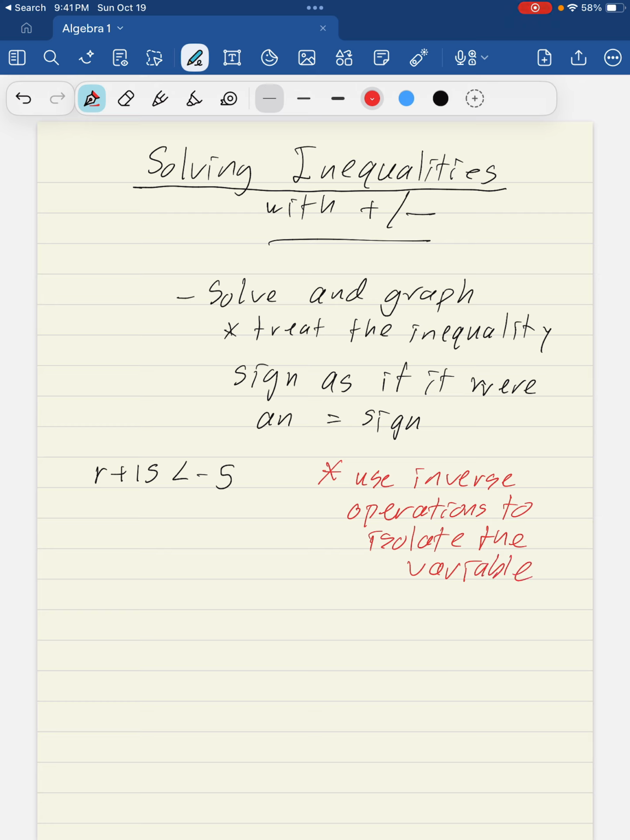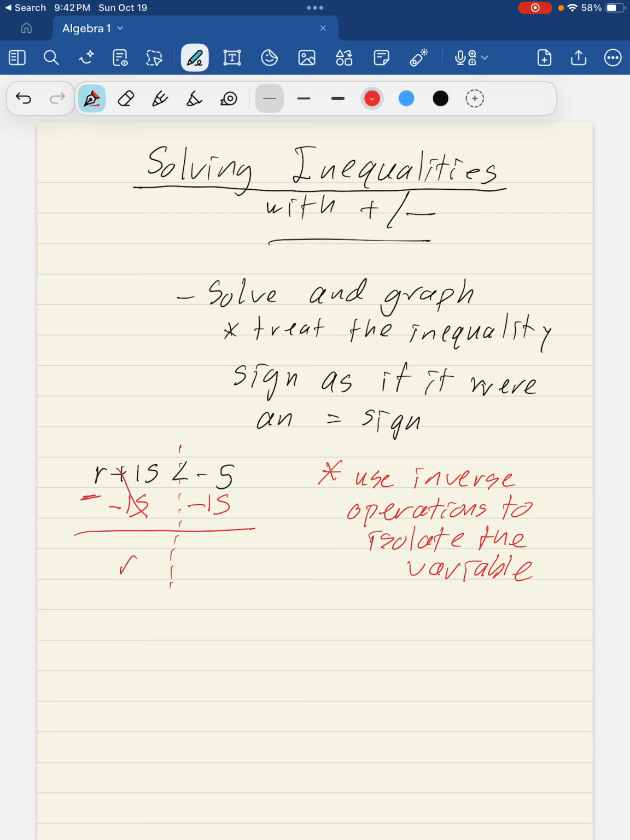And that's, again, the same concept we did last chapter. So we need to remember, we want to get the r by itself. So I need to remove the plus 15 from the left side. Opposite of plus 15 is minus 15. What I do to one side, I have to do to the other. And treat this again like an equal sign. If I do something to the left side of that sign, I have to do it also to the right side to keep the equation or inequality balanced or accurate.